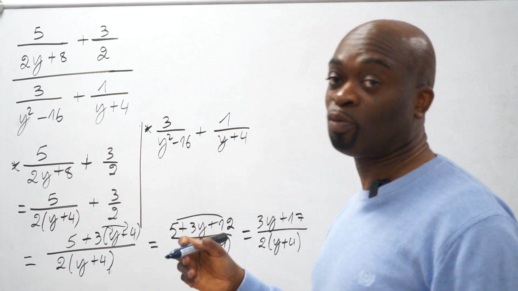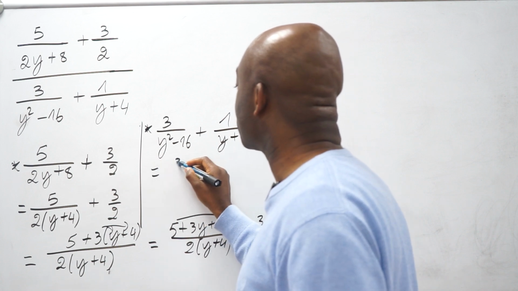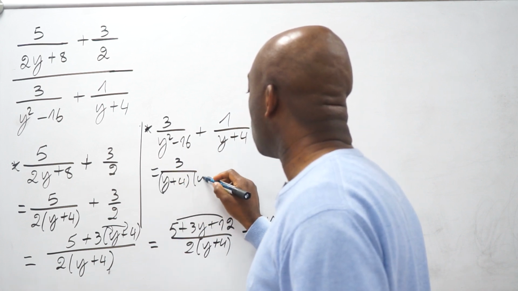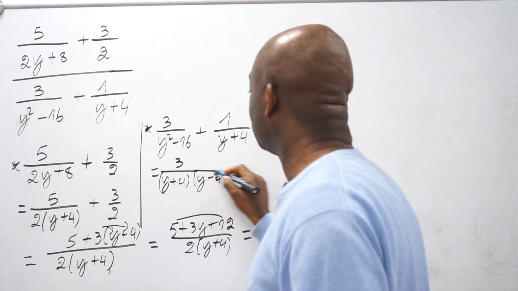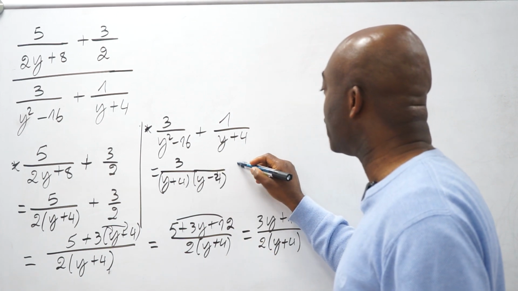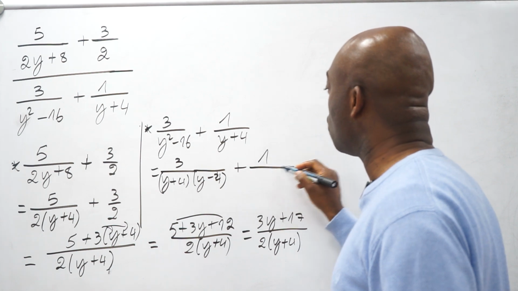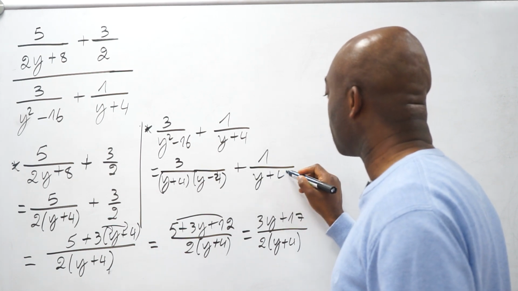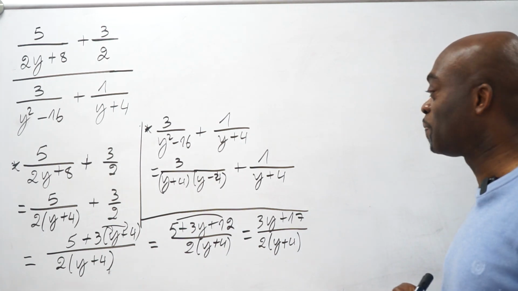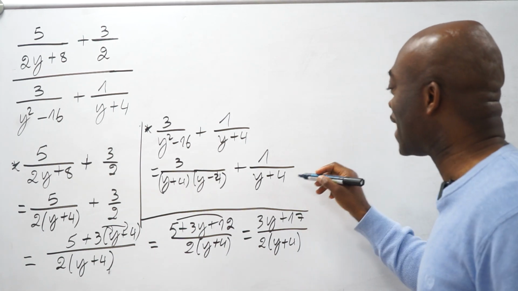Y plus 4, y minus 4. So this will give us 3 over y plus 4 times y minus 4. Okay? And then if we do have that, so what's happening to this? So it's plus 1 over y plus 4. Okay? So I need more space. So then what's happening here?